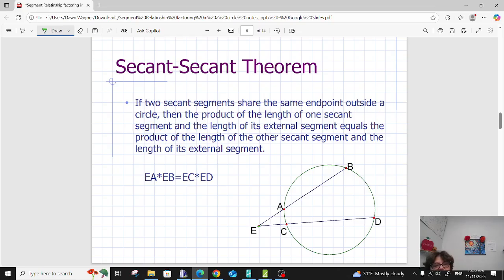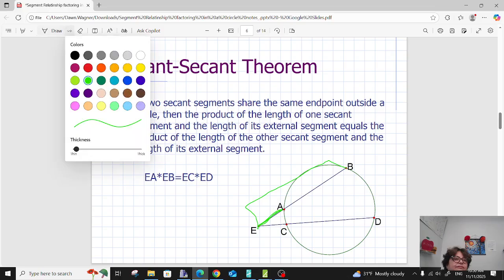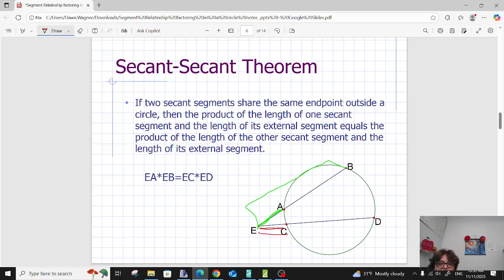Okay, EA multiplied together with EB. Now be careful because that's the whole thing here. It has to equal EC and ED. Okay?